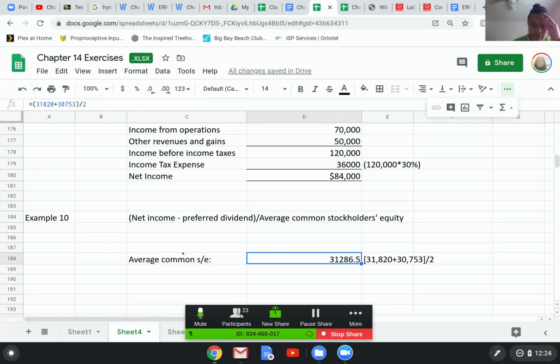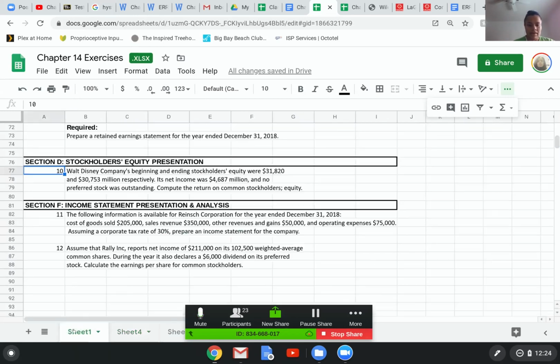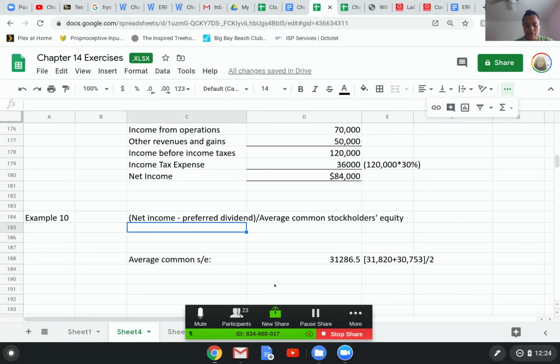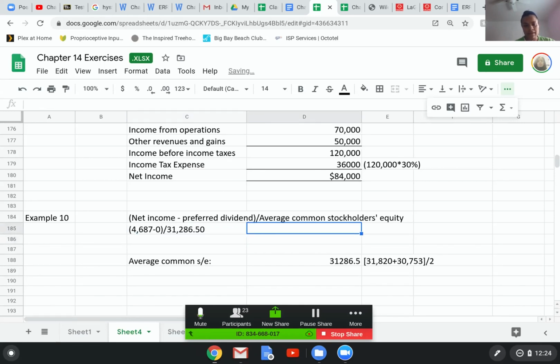All right. And then net income minus preferred dividend. The net income was given as 4687. So 4687 minus 0, because there's no preferred dividend, divided by 31,286.5. So what does that come to? I'll have to calculate it over here. 4687 over 31,286.5. So that's what that number looks like.